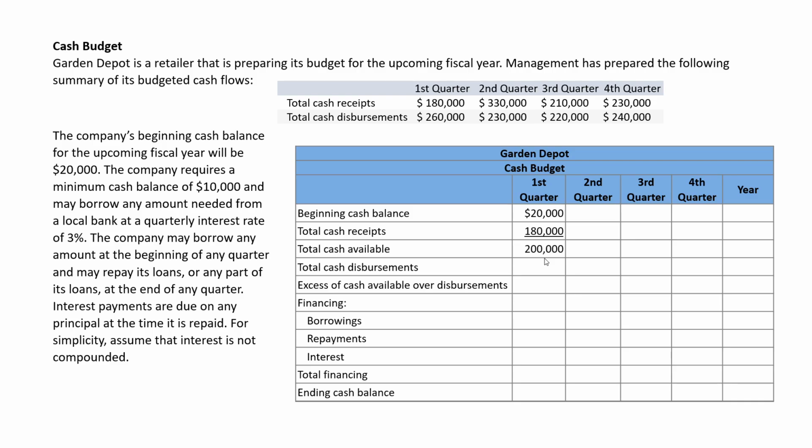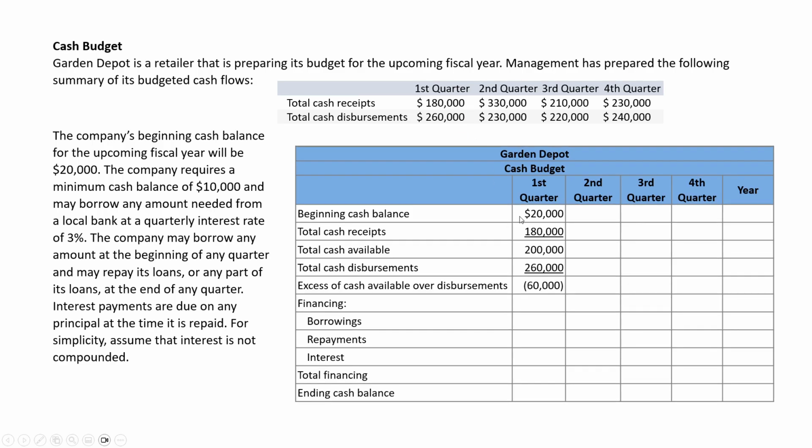Well, I need to subtract what I believe is going to be my spending, and that's predicted to be $260,000. So subtract that $260,000 from the $200,000 cash available, and I've run into a problem. My predicted overspending, or deficiency, not excess of cash available, but deficiency, is going to be $60,000.